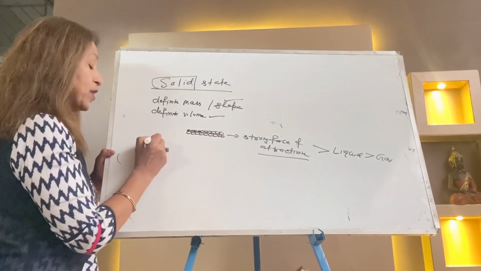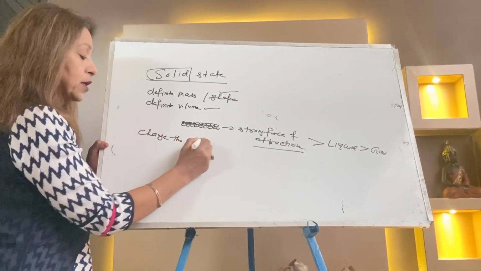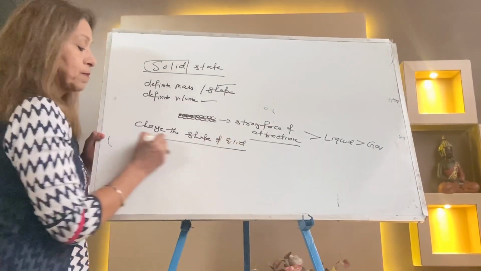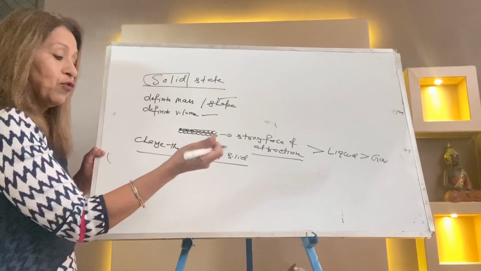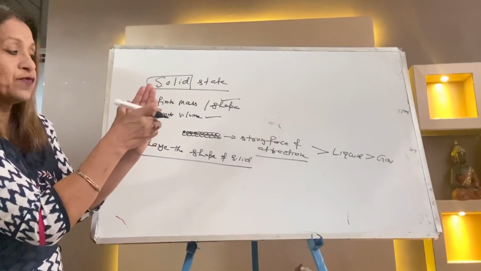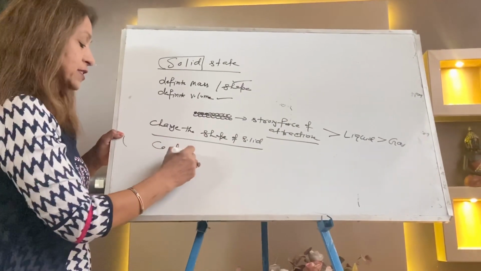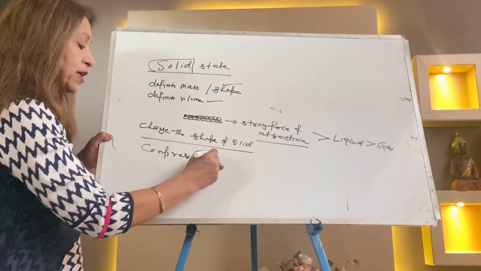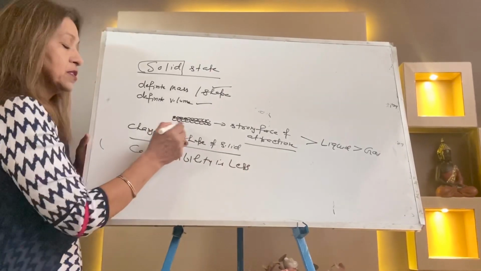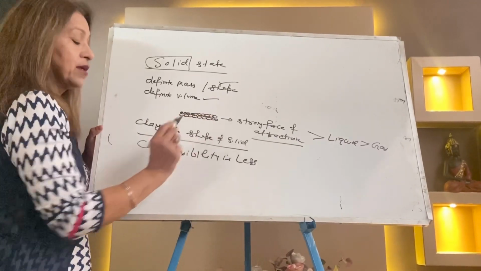So it is very difficult to change the shape of a solid by compressing. Because in solid the particles are very close, it is very difficult to compress. So compressibility is less. Write down. Compressibility is less because of the less space. Every answer is based upon less space between the particles.